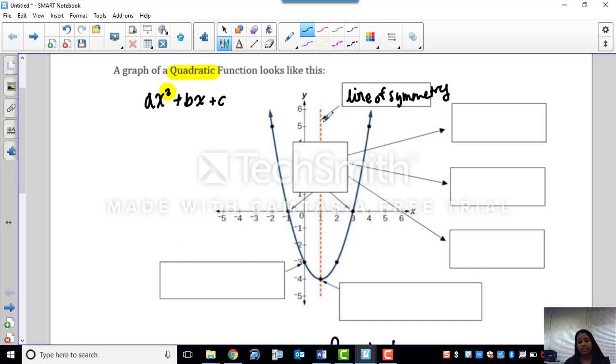Because a quadratic function is symmetrical, the left side will always be equal to the right side. For example, if I were to fold the graph over on the line of symmetry, it will land right on itself. So it's symmetrical on both sides. On the graph of a quadratic function, these two points at -1 and 3 we call x-intercepts, because the graph crosses the x-axis.